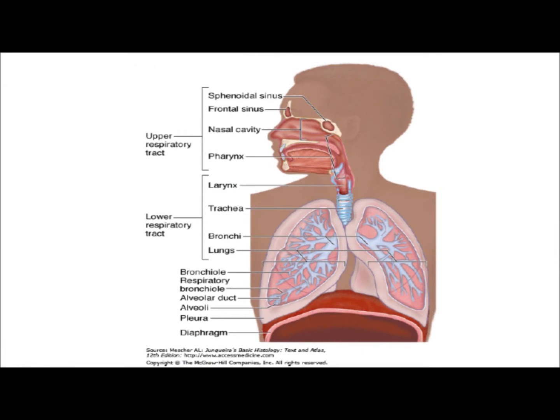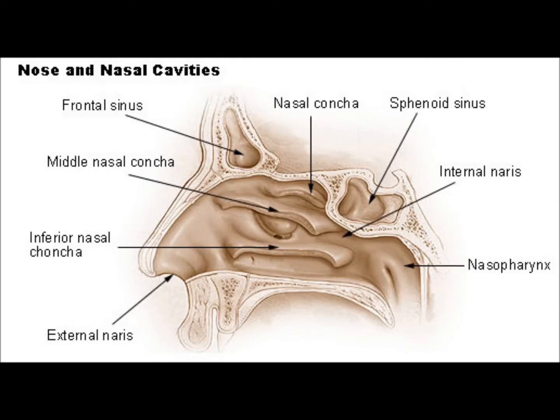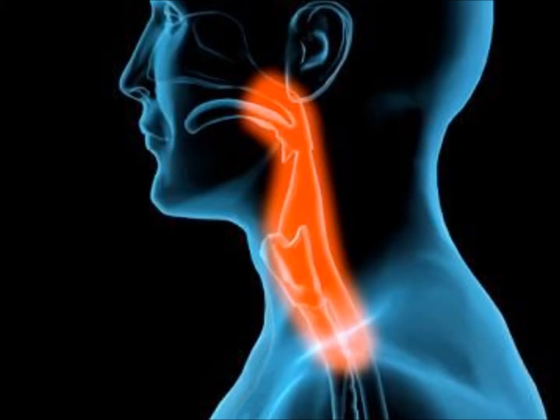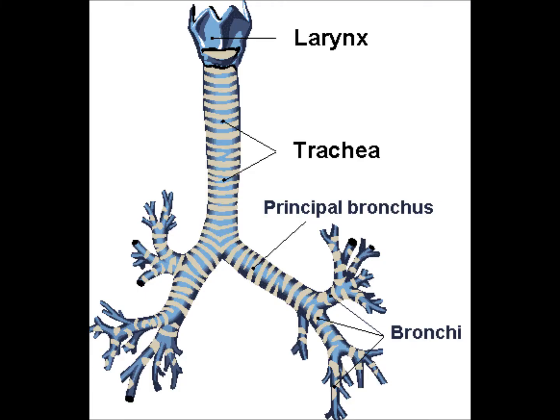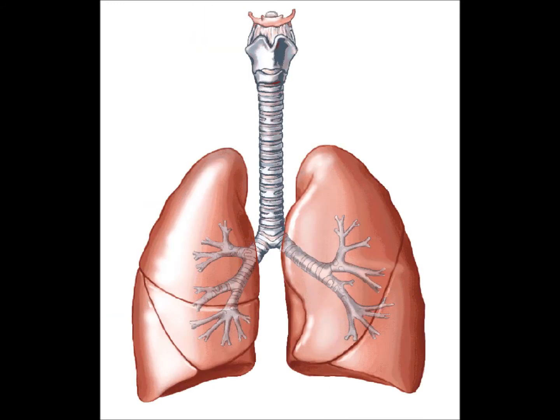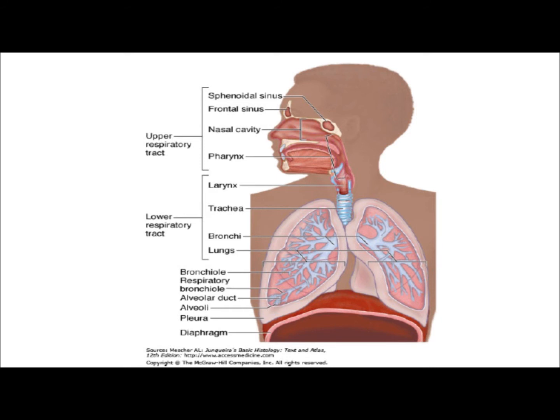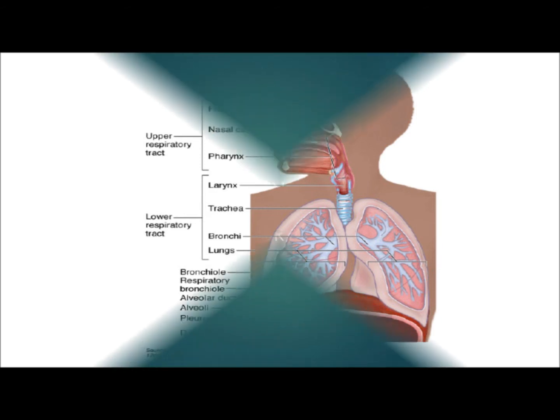The respiratory system can be divided into two parts anatomically, which is the upper respiratory tract, composed of the sphenoid sinuses, frontal sinuses, nasal cavities, and the pharynx, and the lower respiratory tract, which is composed of the larynx, trachea, and the bronchi, and the lungs. The conducting portion consists of the nasal cavities, nasopharynx, larynx, trachea, and bronchi.